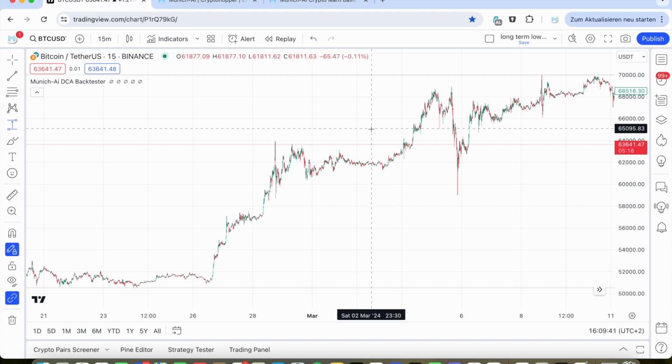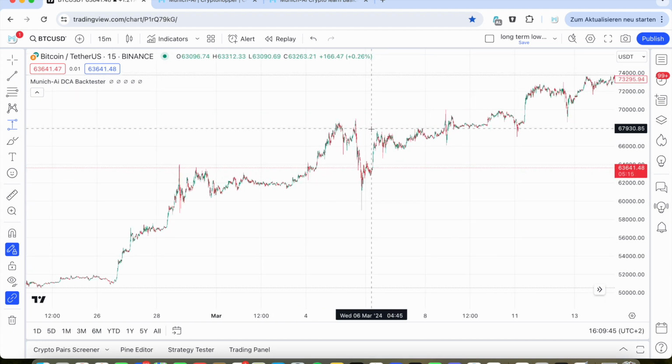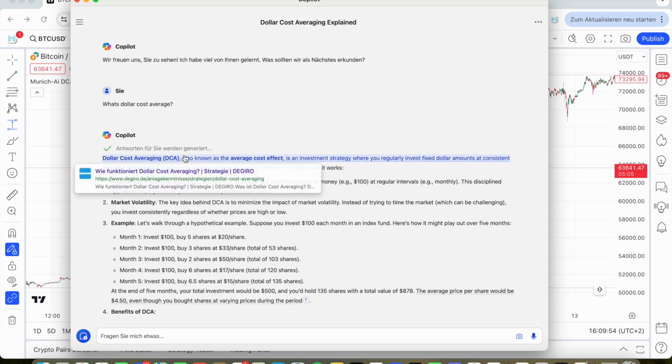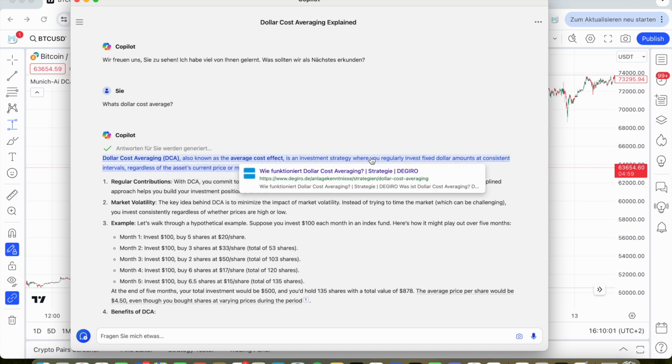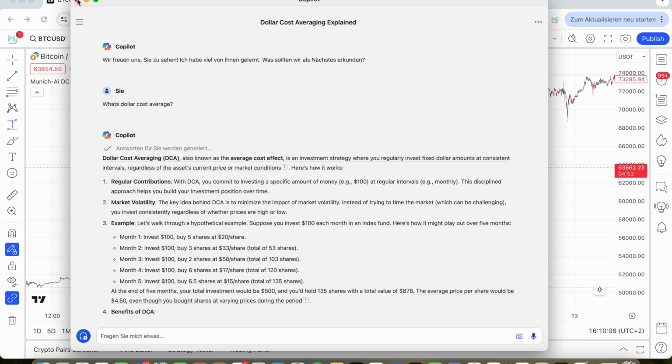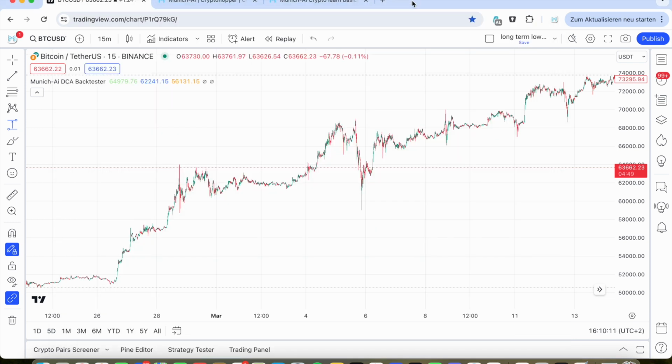But what's happening if you use a bot? A bot is specifically for buying a lot of small positions for you, like DCA. DCA stands for dollar cost averaging, also known as the average cost effect. It's an investment strategy where you regularly invest fixed dollar amounts at consistent intervals. So if you have 10,000, you divide it by 10, so 1,000, and DCA means that at the beginning of every month you spend 1,000, no matter what the price is, always on the same date. But the DCA bot is more clever.